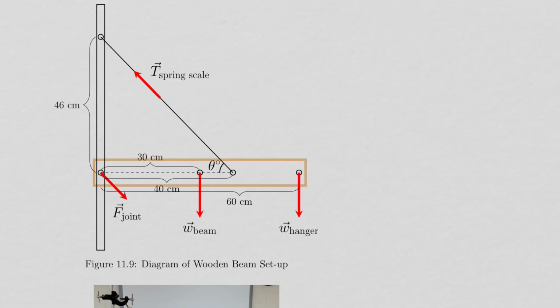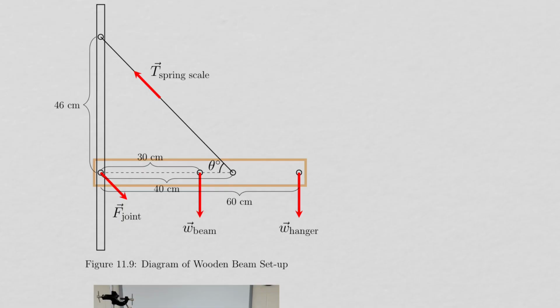There's also a joint force at the joint, but that's not going to affect anything. It's not going to appear in our equations because it doesn't contribute a moment arm. It doesn't contribute a torque about this point, right? Because there's no moment arm. There's like 0 moment arm here. And then there's a string, right, with a spring scale again, where the string attaches 40 centimeters from the rotation, and then it attaches up here at 46 centimeters. Okay, up to the rod stand here.